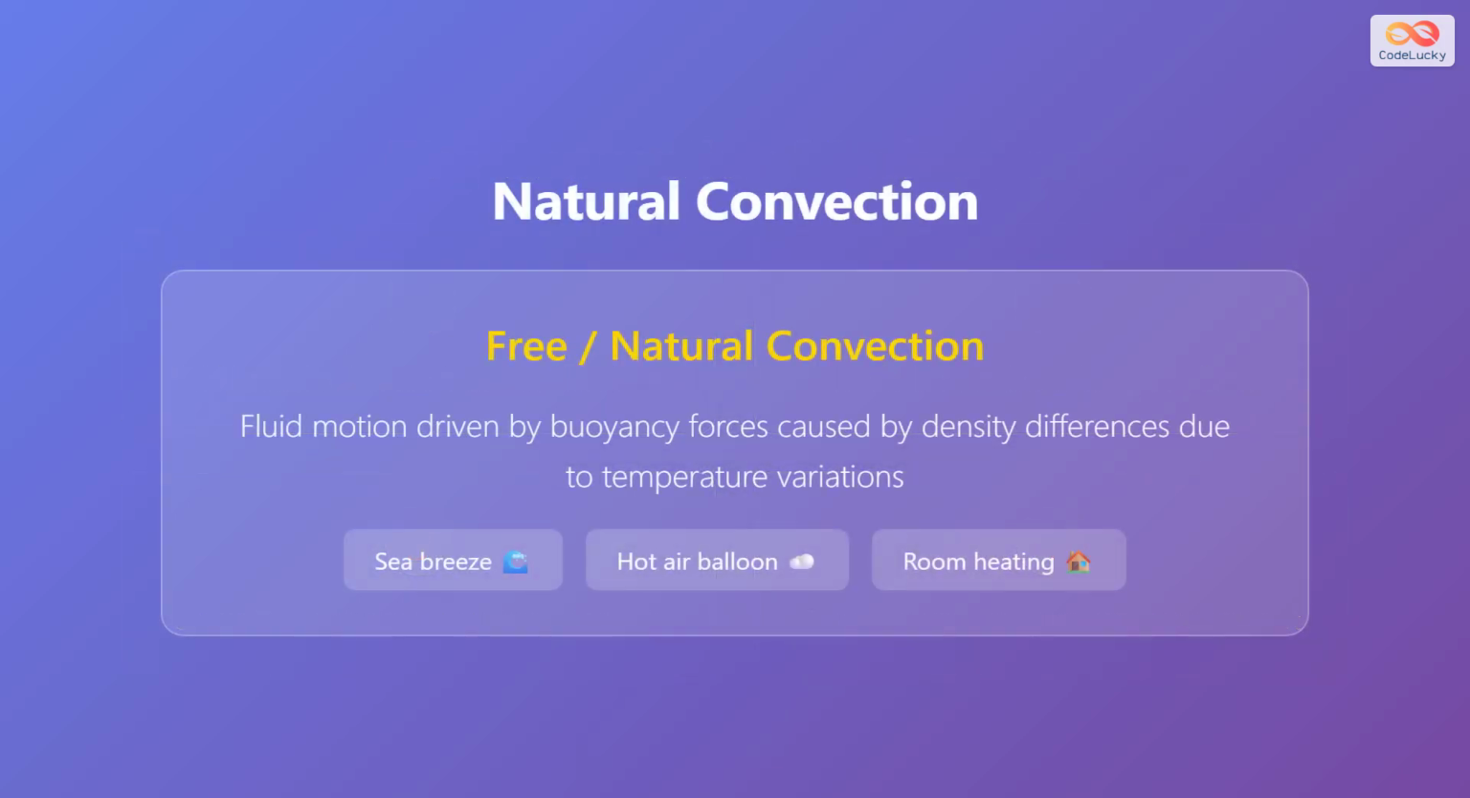Natural convection, also called free convection, occurs when fluid motion is driven purely by buoyancy forces caused by density differences due to temperature variations. No external device is needed to move the fluid. Common examples include sea breezes, where warm air over land rises and cool air from the sea moves in to replace it. Hot air balloons rise because the heated air inside is less dense than the surrounding cooler air. In room heating, warm air from a radiator naturally rises to the ceiling while cooler air descends to be heated.